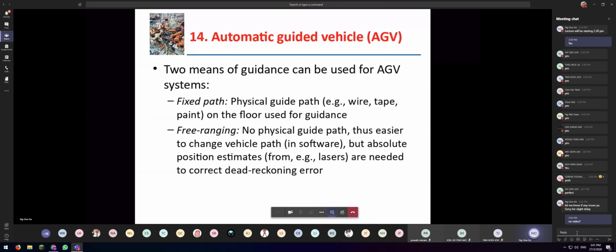But you need some sensors that you add in order to provide an absolute position estimate, because anytime you are estimating the position just from the machine itself, from the rotations of the wheel or whatever, you are going to have what we call dead reckoning errors, and there's no way to avoid this. So you do need external sensors just for the position estimates to be corrected.